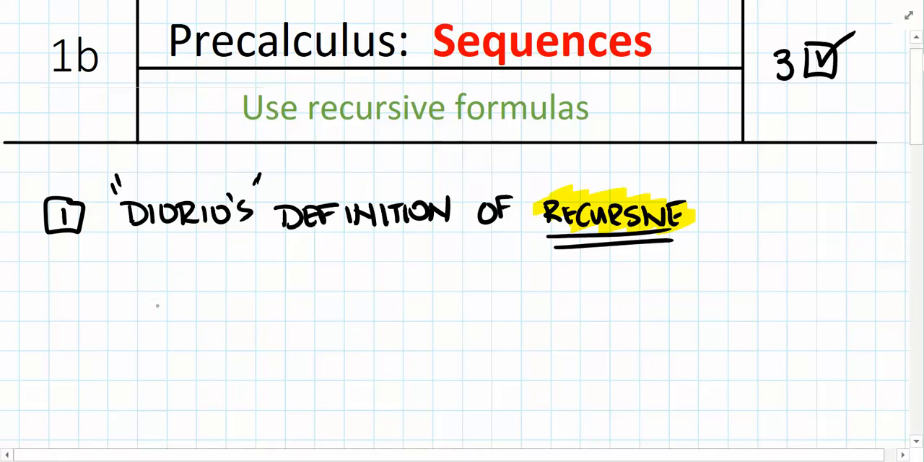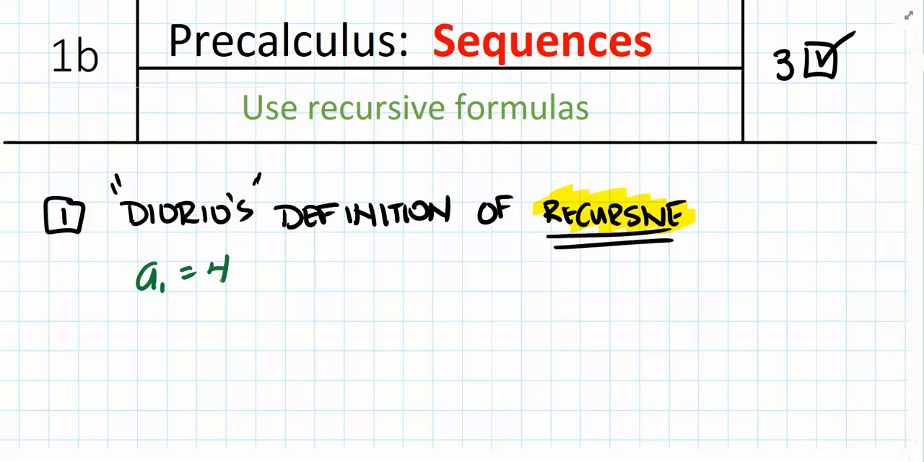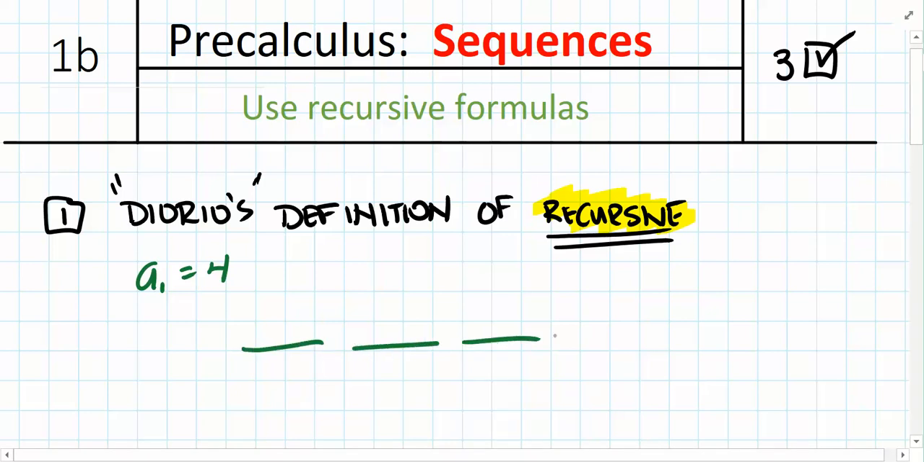Let me explain what a recursively defined sequence means. Let's say I tell you that a sequence begins with the number 4, so the very first term is 4. And the way that you build the sequence is by taking the previous term, multiplying it by 2, and then subtracting 1. If I write out the first 4 terms, the first term is 4. The next term is the previous term times 2, then subtract 1. So 2 times 4 is 8, and 8 minus 1 is 7.